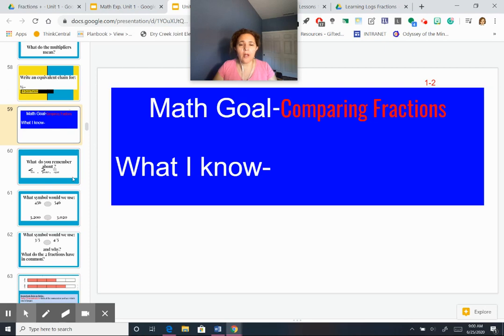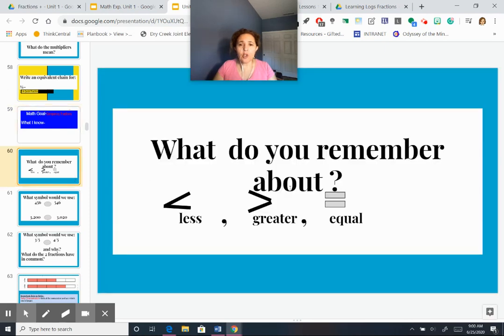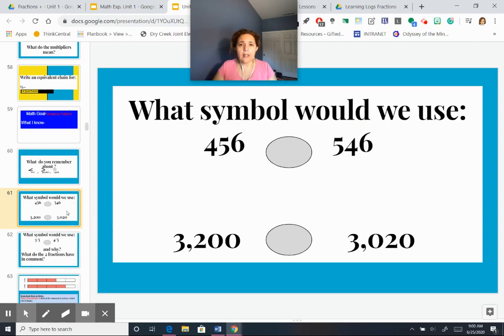Okay. All right. So, do you remember less than, greater than, and equal? That's what we're going to be using today to compare fractions, okay? So, before we get started, let's remember how to use those symbols, okay? These aren't fractions, these are just regular numbers, right? Where would the fraction bar go in this example? Not fraction bar. What symbol would we use and where would it go?